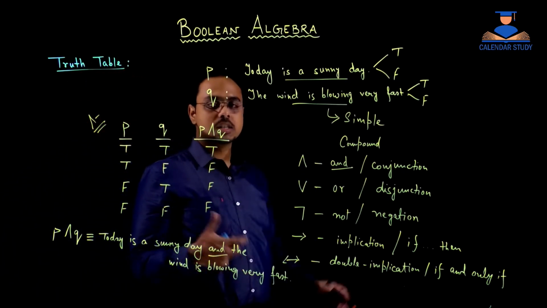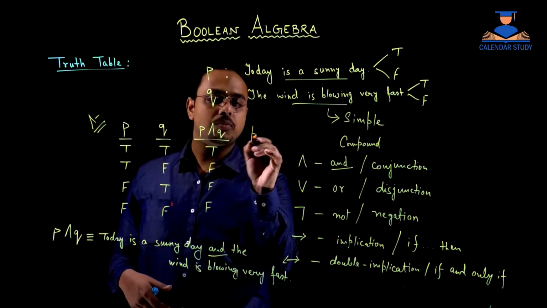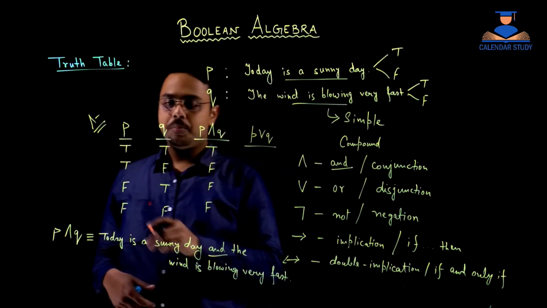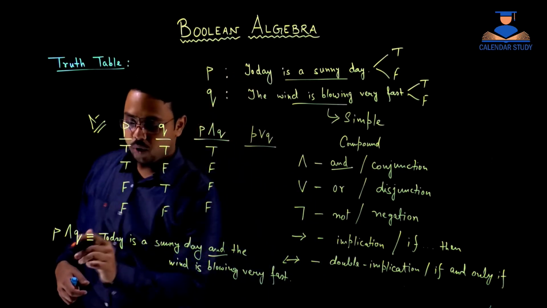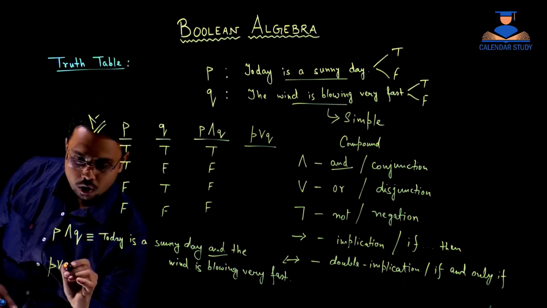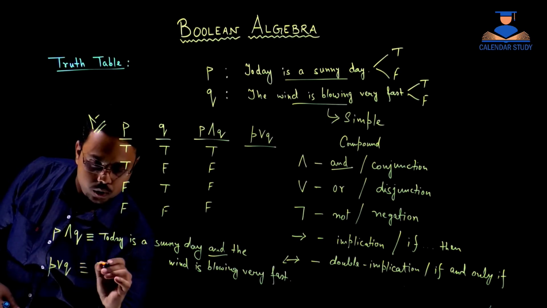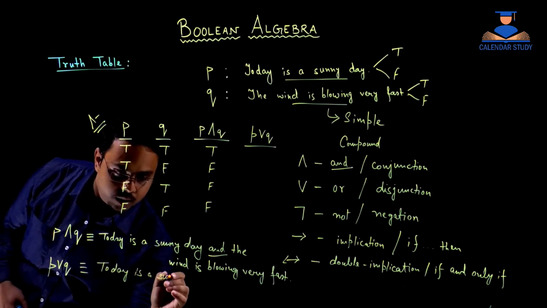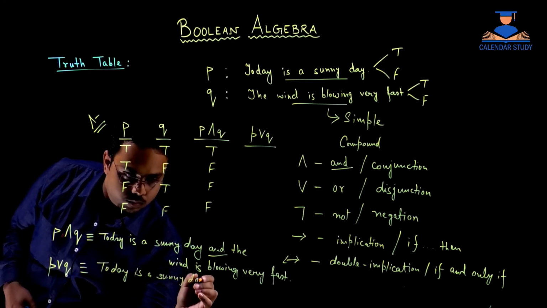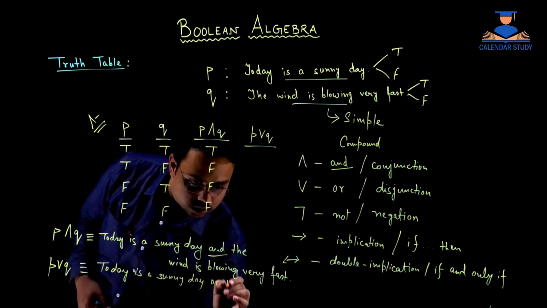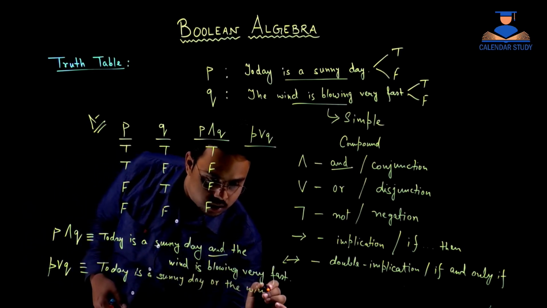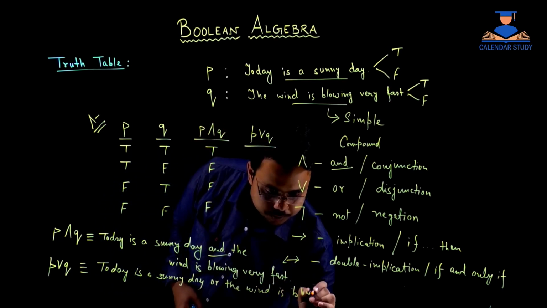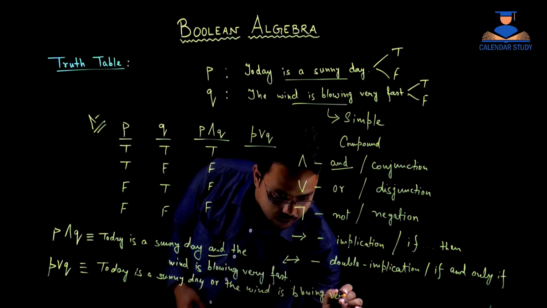Okay, similarly we can form a truth table for the OR connective. Let's say we form the statement for OR. So it will be written as: today is a sunny day, or the wind is blowing very fast.